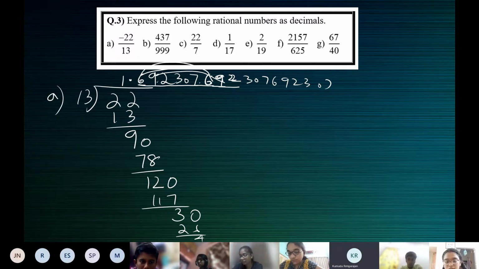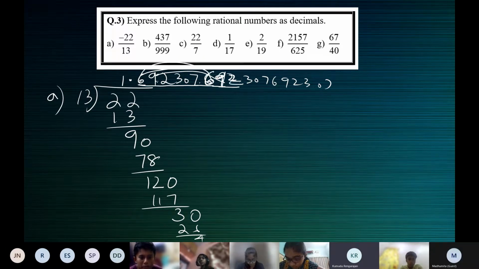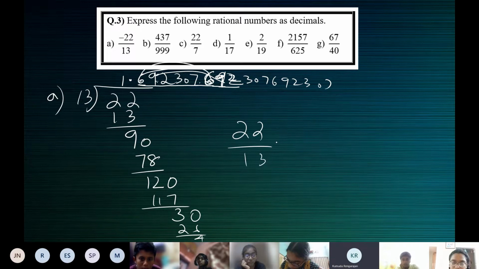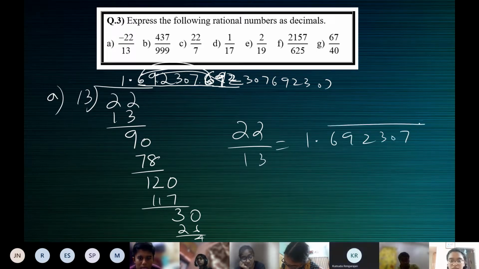So here in this case, you will get 6, you will get 9. So 6, 9, we already got, you will get 2. Oh, 6, 9, 2. Then it will be 307, confirmed. You don't have to try that. The remainders will start repeating, and in the quotient also you will see a digit or a set of digits repeating. So you can stop the division there and you should say 22 by 13 is equal to 1.692307 recurring. Like this.